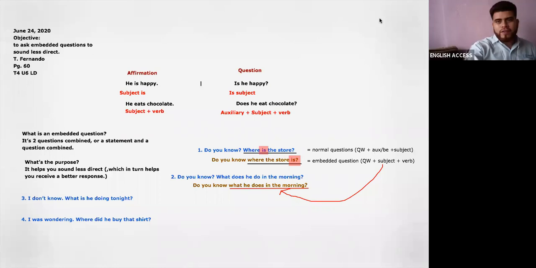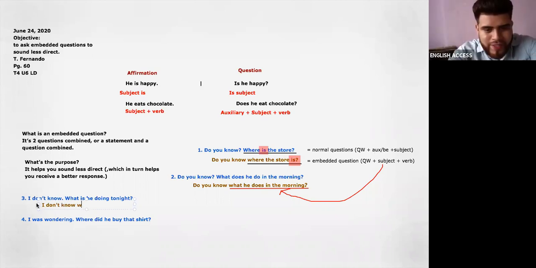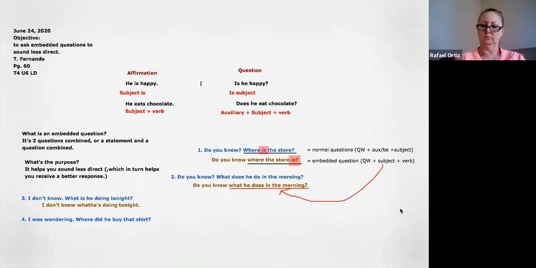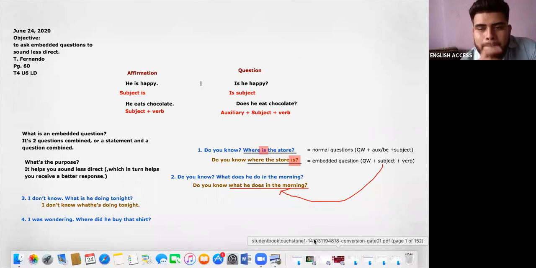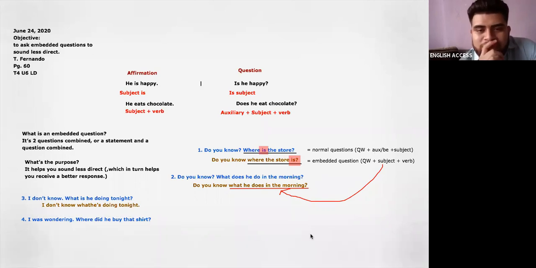Let's see. Tanya, what do you have for number 3? In number 3 I have, I don't know what he's doing tonight. Yes, I don't know what he's doing tonight. Excellent. And volunteers for number 4? No one? Okay.